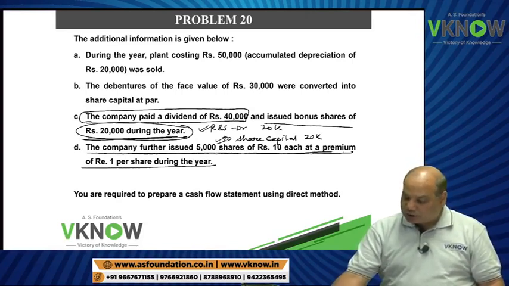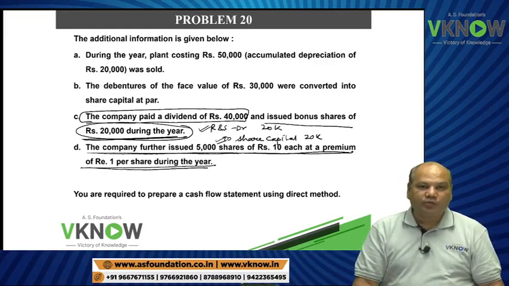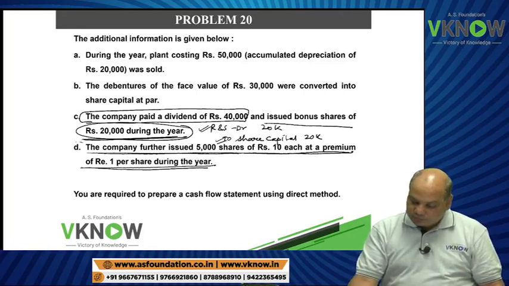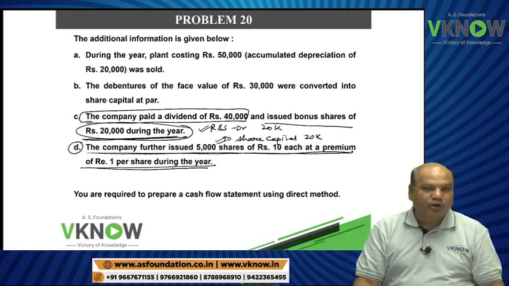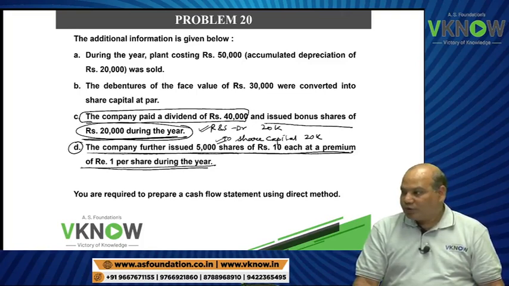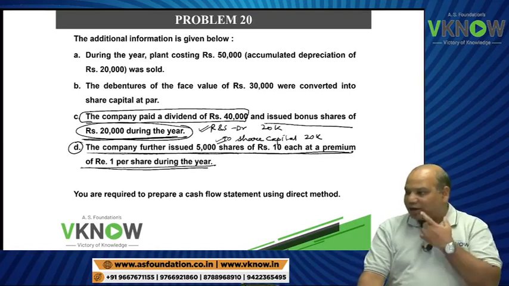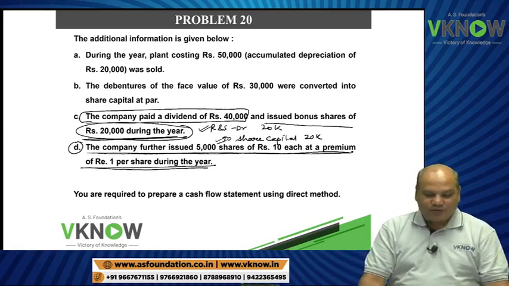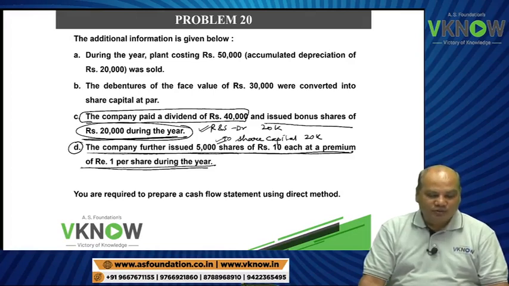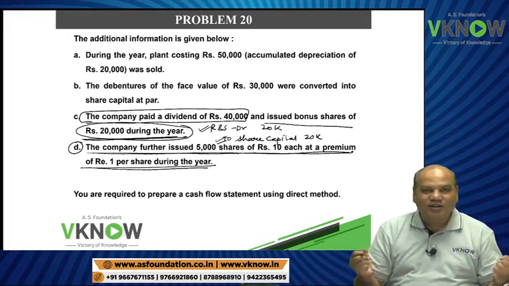Company issued 5,000 shares of 10 rupees each at a premium of rupees 1 per share. So please give me the journal entry for point number D. Anybody journal entry? Pawar, journal entry. Jain, journal entry. Thakur, give me the answer, Thakur.